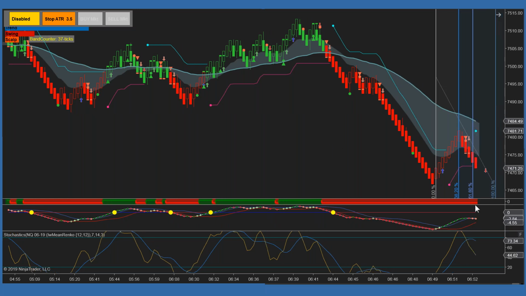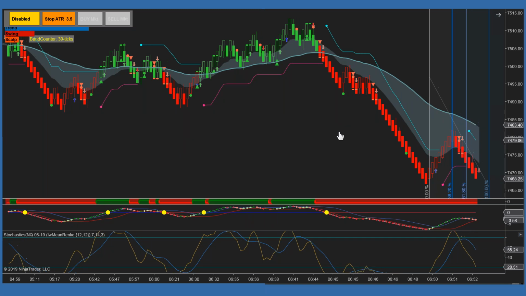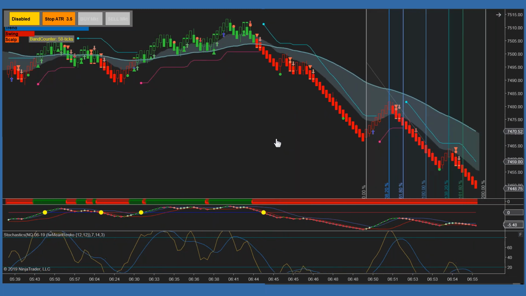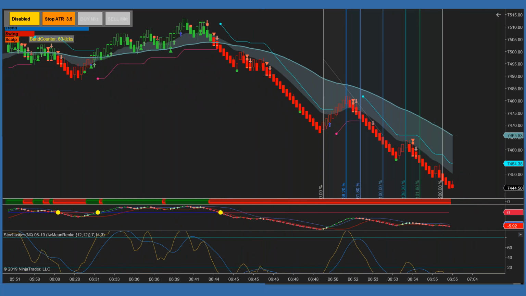And again at the 62% level. The stochastics crossing over now, and a nice little move lower as a result of that. Seems that at least here on the mean Renko bars, we're getting 200% retracements as profit objectives.